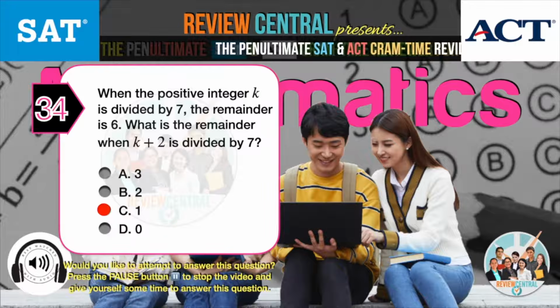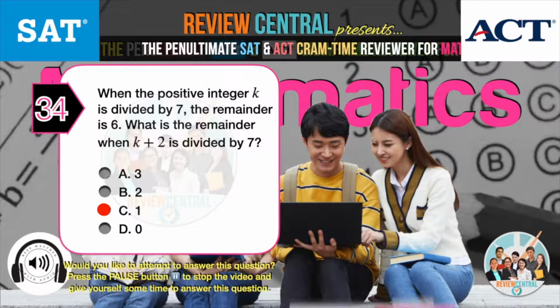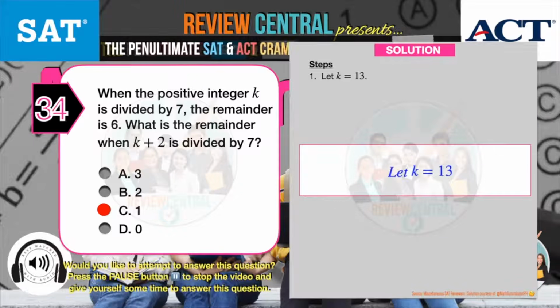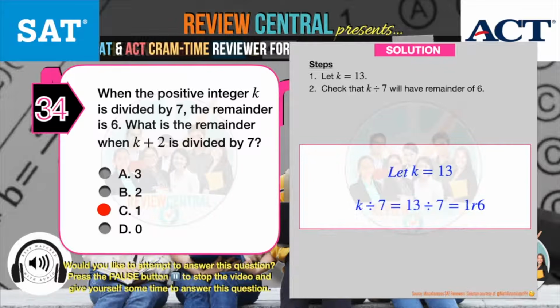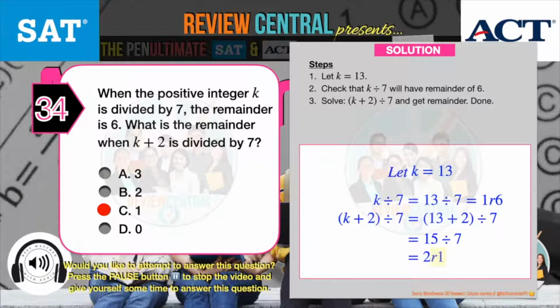1. When the positive integer k is divided by 7, the remainder is 6. Let's assume a value for k that, when divided by 7, will have a remainder of 6. The smallest number that will satisfy this is 13, correct? 13 divided by 7 equals 1, remainder 6. What is the remainder when k plus 2 is divided by 7? So we substitute k with 13 and solve for k plus 2. We should quickly arrive at 15. 15 divided by 7 is equal to 2, remainder 1. Therefore our answer is 1.